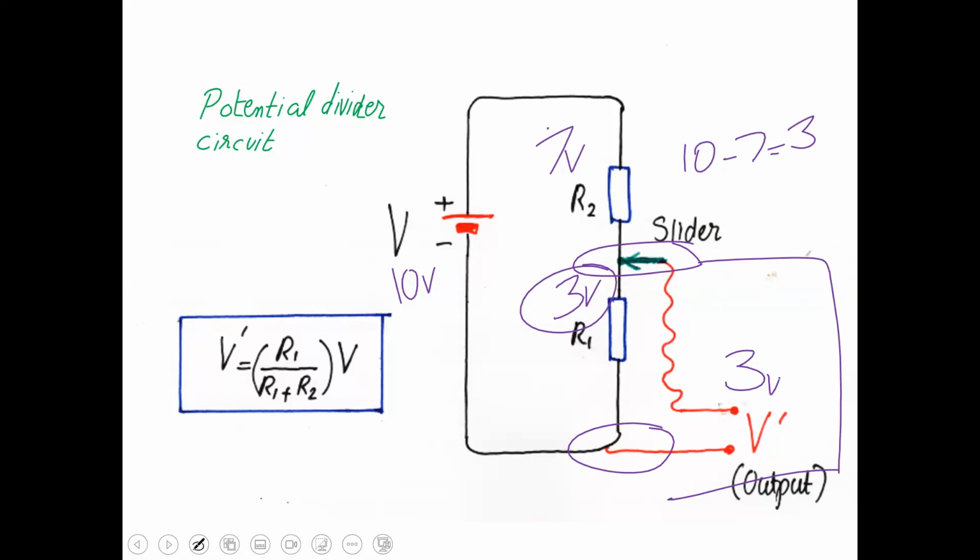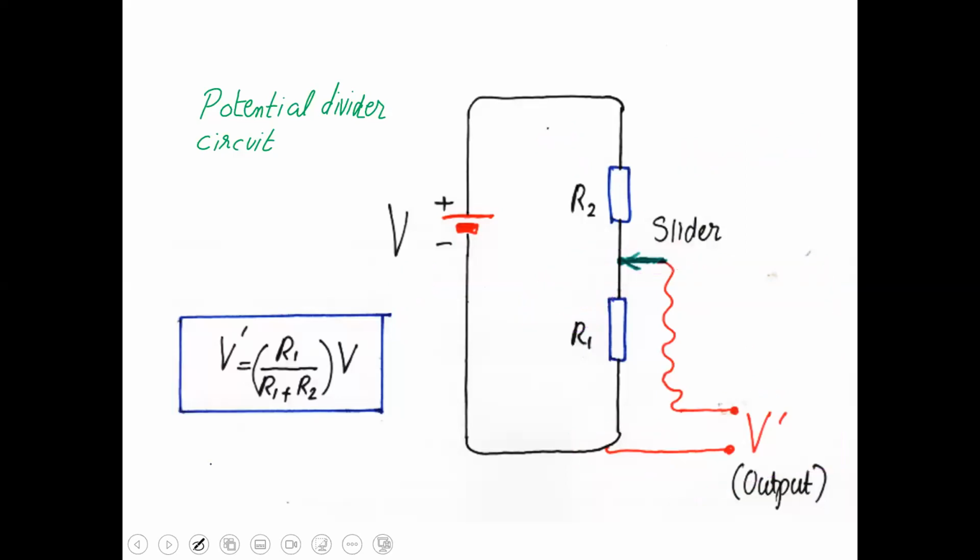So how do we make a potential divider? We connect resistors in series. Then we connect a slider. The slider mechanism is actually able to extract some voltage because of the connection. It is a concept of series. In series, voltage is divided. After the division, you can withdraw the voltage by a slider. So now you have to copy this circuit, this screen.